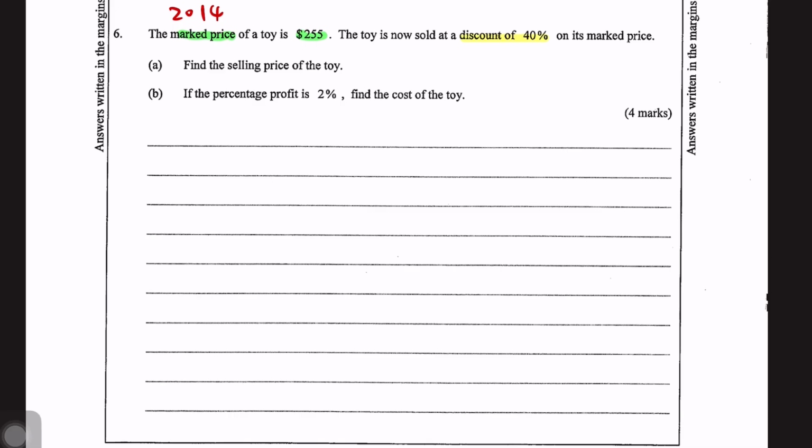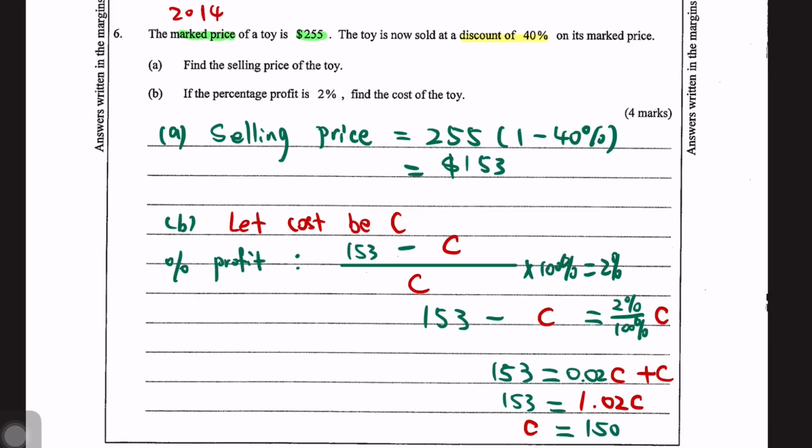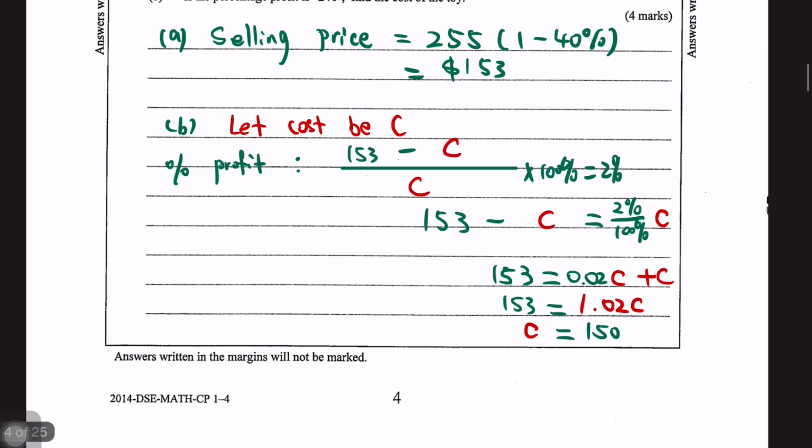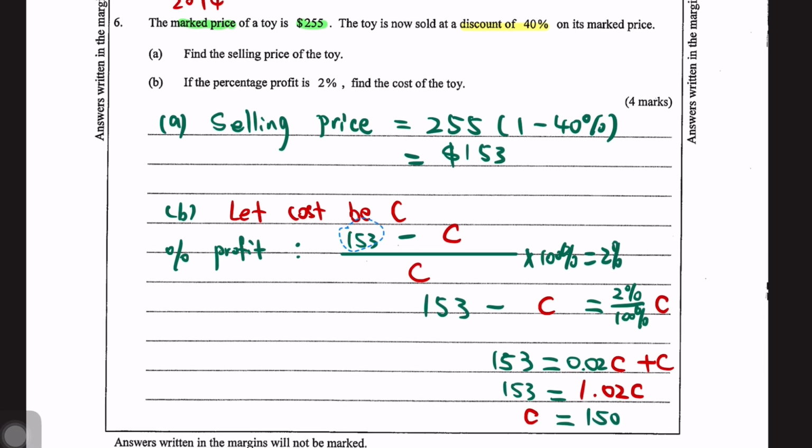Okay, read the questions, and A is very easy. It's just calculating the selling price. You put in the formula I gave to you. And then for B, the percentage profit is 2%. So we use this formula, okay? So the selling price minus the cost, you need to let the cost be the unknown. And then over the cost times 100% equals 2%.